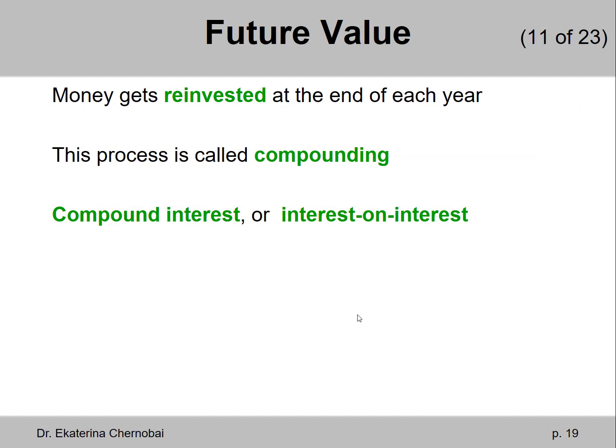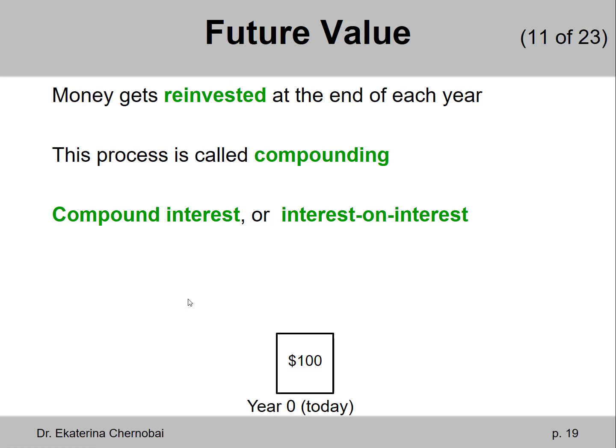Then another term used when we talk about future value is money getting reinvested at the end of each year. You can also say that this is the interest gets compounded. The process we use in our calculations is called compounding. And the interest rate, which results in earning a larger amount of money in interest with each year, is known as compound interest, or a similar term is interest on interest.